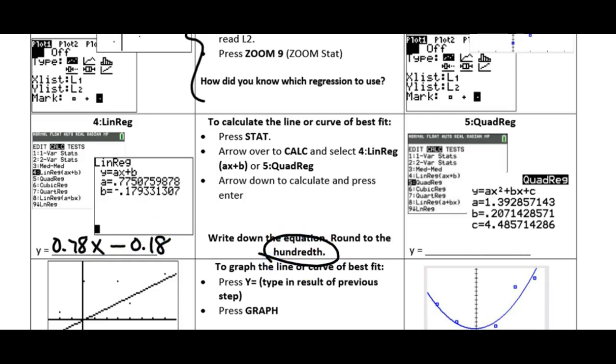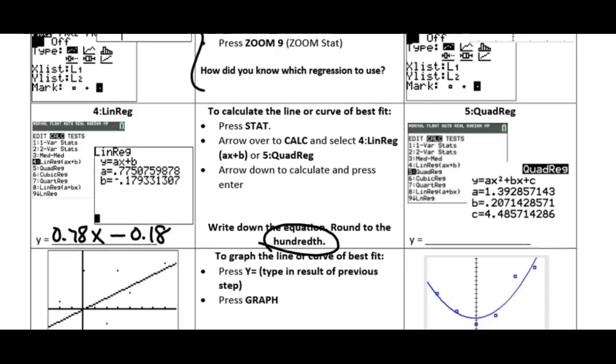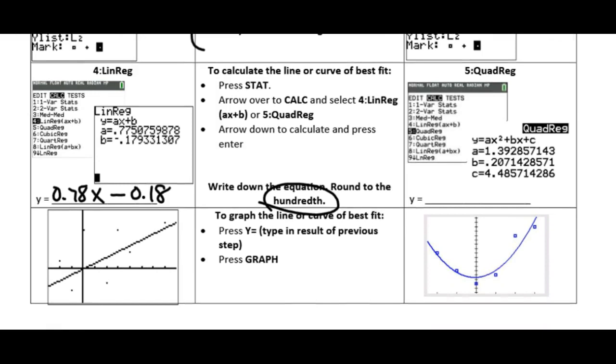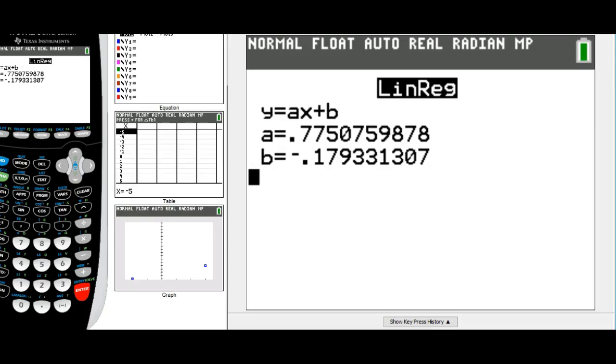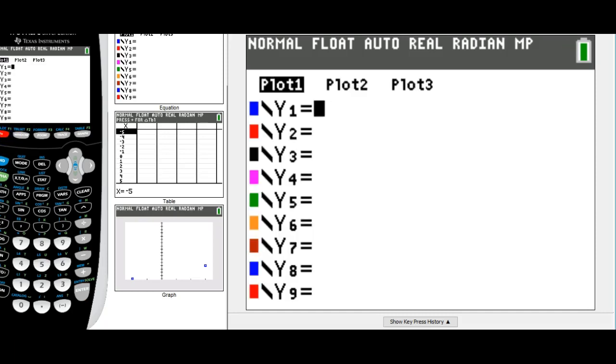Now just to verify that that's correct, if you would like to, you could go ahead and graph it and see if it goes through your data or if it fits it well. So back on our calculator, we would go to y equals, and then we would type that in. Y equals 0.78x minus 0.18.